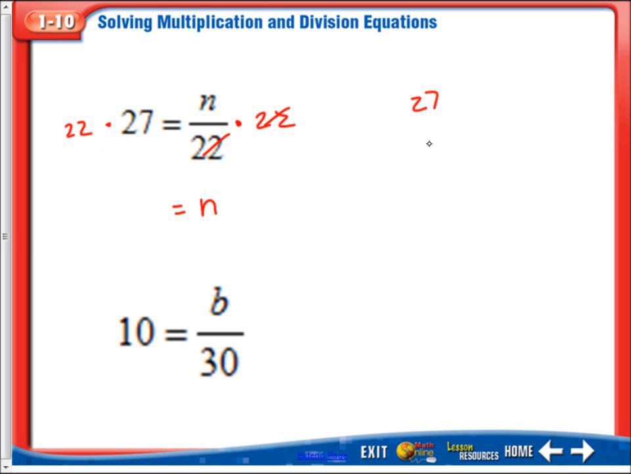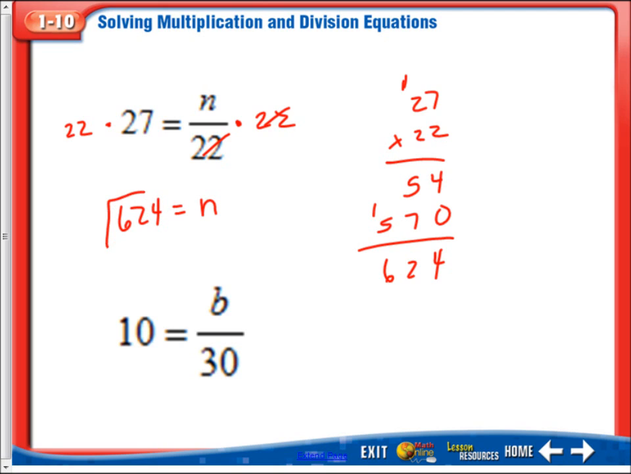So let's go 27 times 22. All right, we can work that out, or you can use your calculators. All right, 2 times 2 is 4, plus 1 is 5. All right, now we have a 0 down there. 2 times 7, again, it's 14. And 2 times 2 is 4, plus the 1 is the 5. So we have 4, we have 12, and we have 16. So 624 is our solution for n.